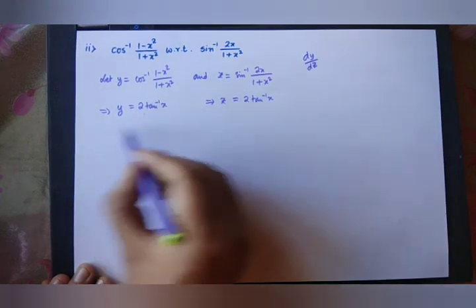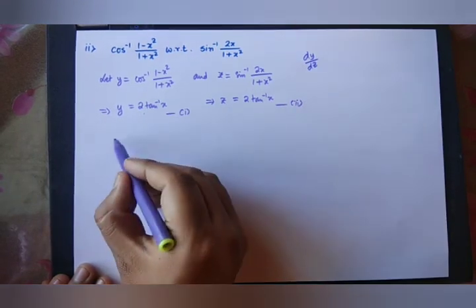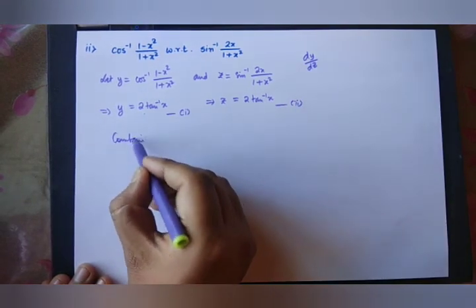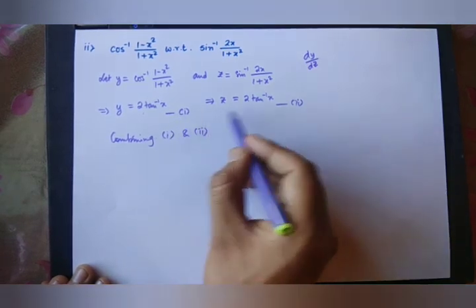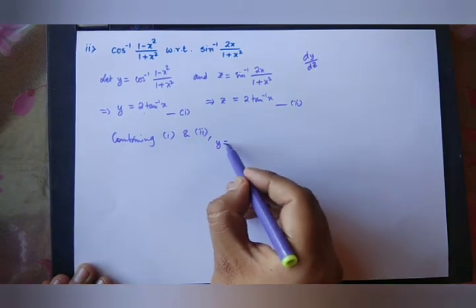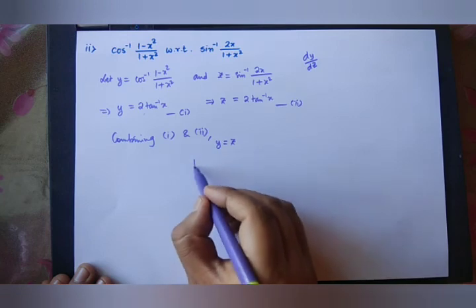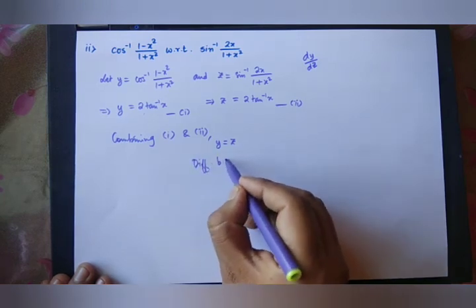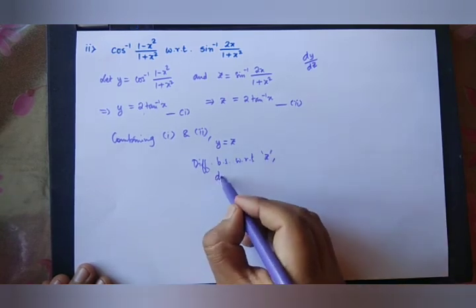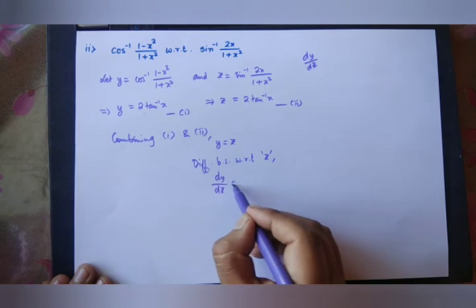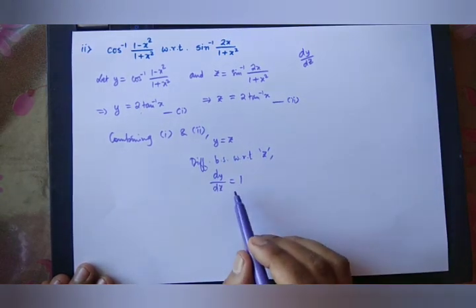If I call this 1 and this 2, then combining 1 and 2, I see that y is equal to z, and our aim is to find dy by dz. So differentiating both sides with respect to z, let's see what happens. We get dy by dz, and the differentiation of z with respect to z is 1. So that's why dy by dz is 1.